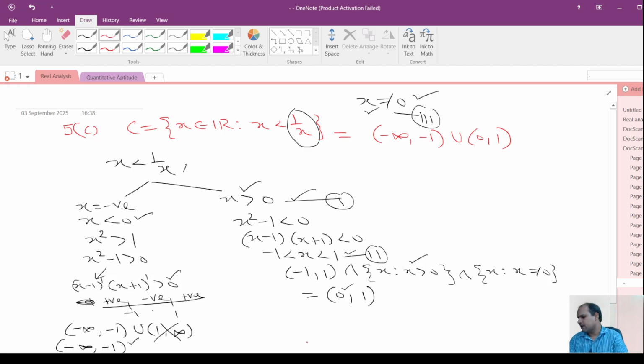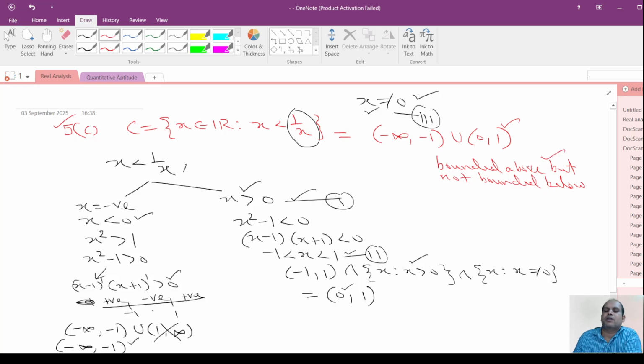Again, we will use the same technique to look at the set, whether this set is bounded above or not. So, this set is bounded above because at least one of the upper bounds is 1. I can write bounded above but not bounded below. So, since it is not bounded below, we will not talk of infimum.